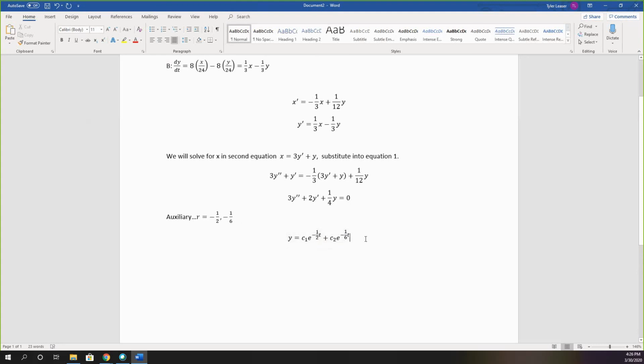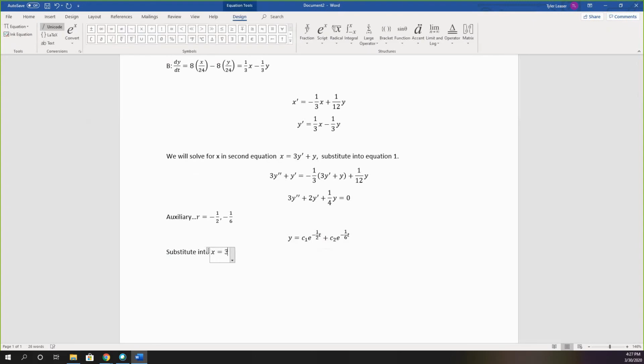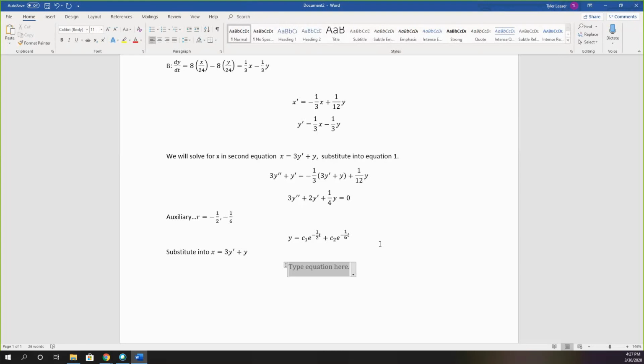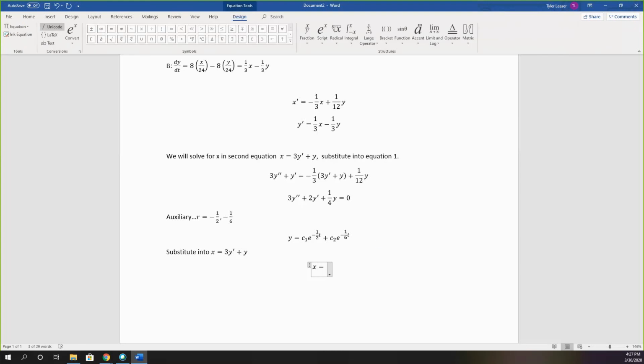We just have to go back and solve for x. And it's not too hard because we know what x is in terms of y. X is just 3y prime plus y, so we're just going to do that. So we're going to substitute this into x equals 3y prime plus y. So substituting that into there, we get x is 3 times c sub 1.